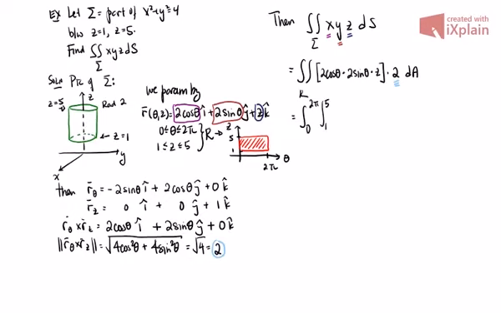Let me clean this up a bit. So I have an 8z cosine theta sine theta dz d theta. And then we just evaluate. And that's the result. So similar to before, we parameterize it with an r. We find the partials. We take the cross product. We take the magnitude. We turn the surface integral into a region integral.